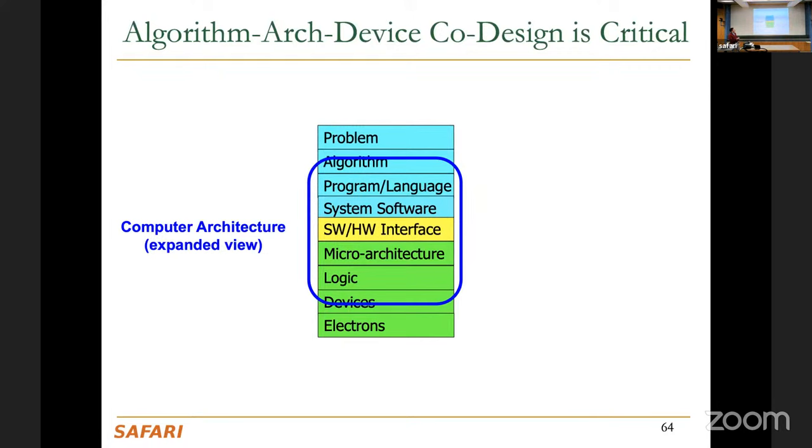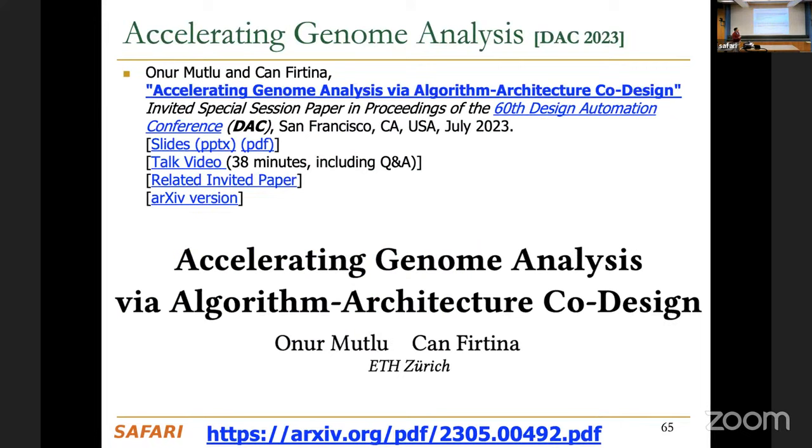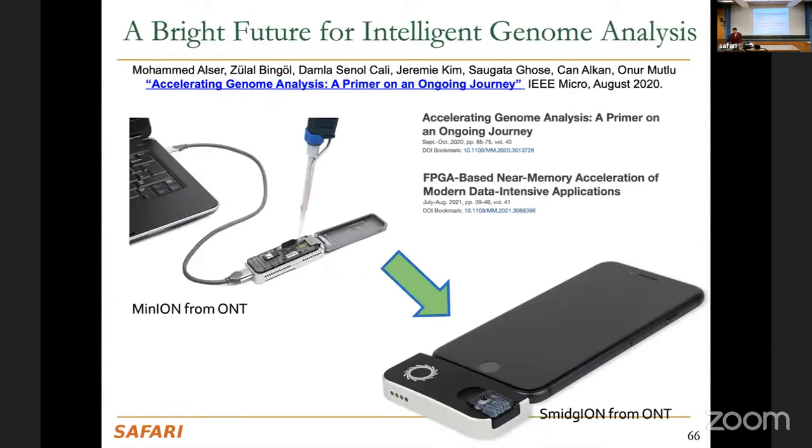And as I told you, people are now even using DNA computing, something different from electrons, right? To achieve this, we need to co-design the algorithm, the architecture, and the device itself all together. We summarize all these recent efforts that we've been doing in our group and also in the community in this paper, so if you're interested, you can take a look at it. But we believe there is a bright future for intelligent genome analysis because the technology is improving, both the processing technology and also the technology that is producing the genomic data.